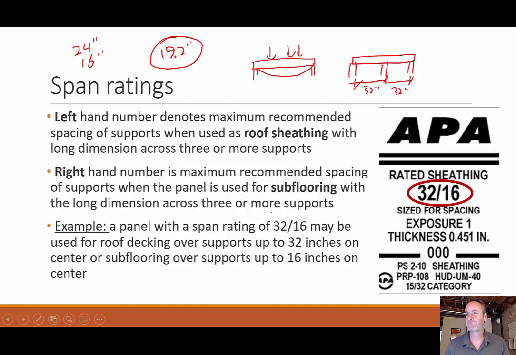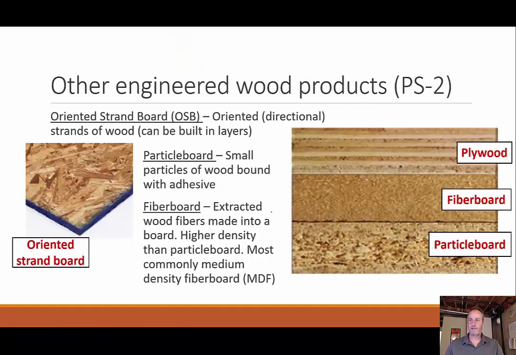Let's see, where are we? So moving on to some other engineering wood products. We have OSB. This is OSB down here, oriented strand board. It is also directional, meaning it has a strong direction in the same way that plywood does, where my strong direction is this longer, 8-foot direction, right? So these strands are these little rectangular pieces of wood that are all glued together in different layers, right? But overall, the strands are in that direction.